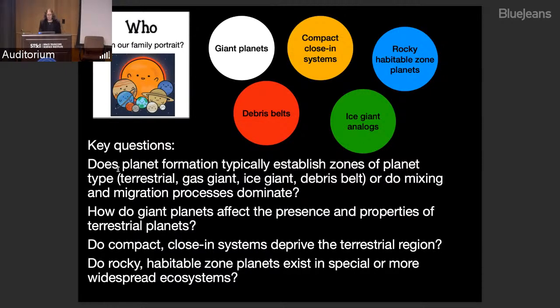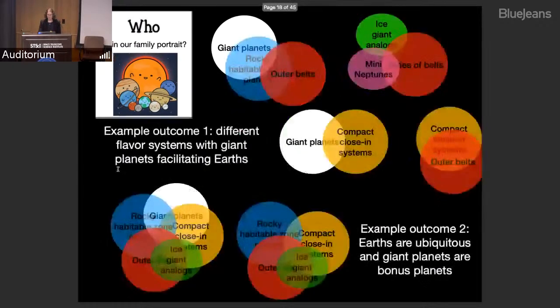How do giant planets affect the presence and properties of terrestrial planets? Do compact close-in systems like were discovered in abundance with Kepler deprive the terrestrial regions so that they're mutually exclusive with habitable zone planets? And do rocky habitable zone planets exist in special types of systems, or are they more widespread in different types of ecosystems?